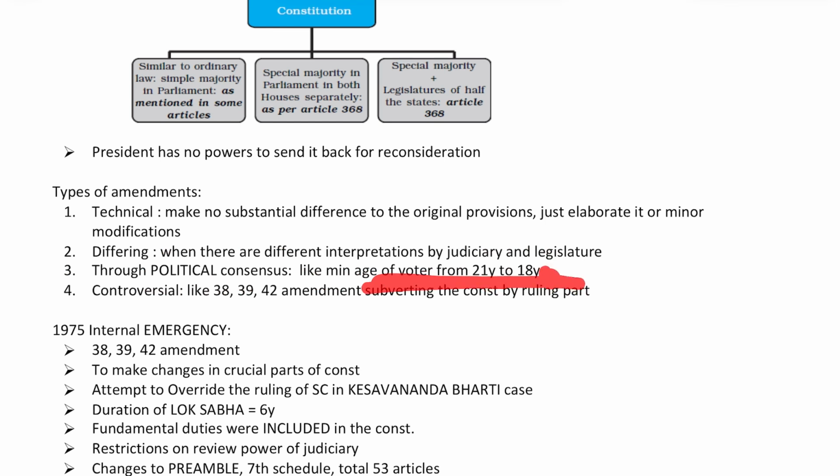So this statement right here I've written wrong. Sorry, the minimum age of voters was changed from 21 to 18 years. I really was confused.